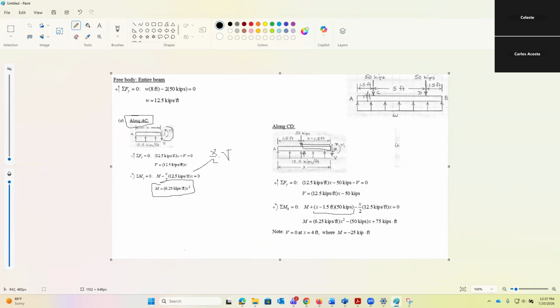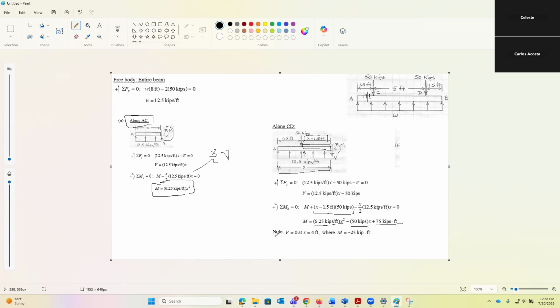times the whole distance. In this case it is the whole distance because the force goes from A to D. The 50 didn't go from A to D. That's why we had to do this number right here of x minus 1.5. If you solve for that, you're going to get 6.25x squared minus 50x plus 75. Don't worry, this is going to be posted for you to revise.